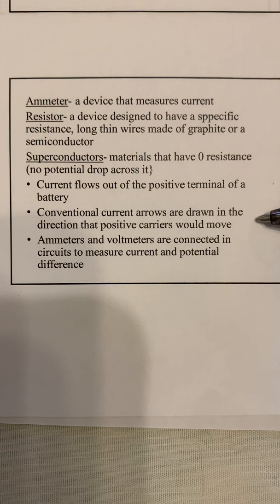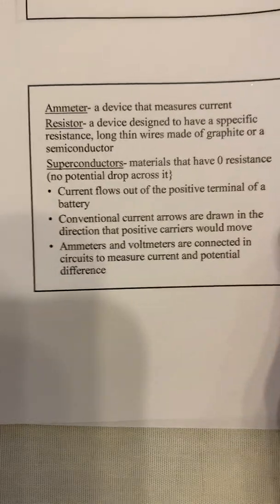Conventional current arrows are drawn in the direction that the positive carriers would go. They go from positive to negative, just like the diagrams we had with the electric fields. Ammeters and voltmeters are connected in circuits to measure current and potential difference.